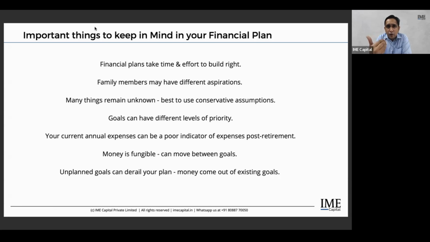Now, there are different goals, and different goals could have different levels of priority. Very often, when building a financial plan, you may realize that not every goal is achievable at the same time. And which is where having a prioritization of goals, understanding which goal needs to be met first over the others, becomes really important.